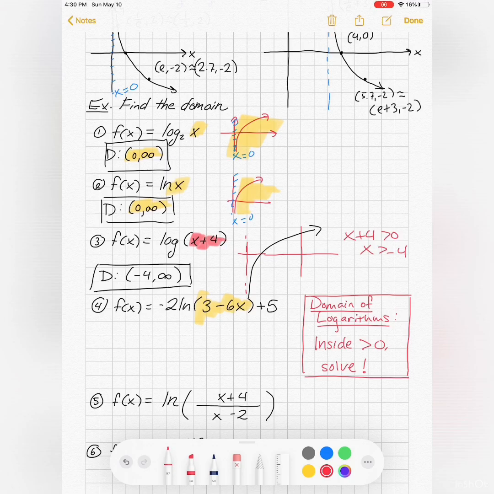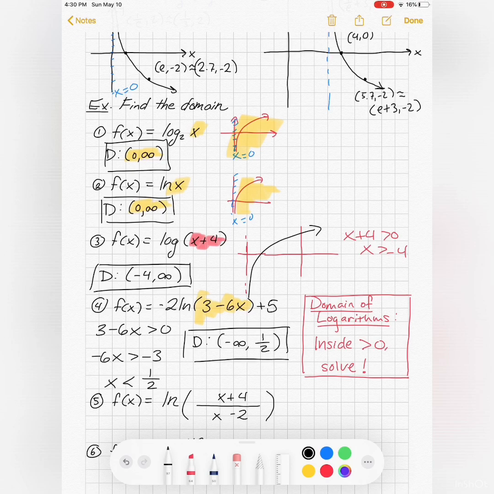Okay, so for this guy, take the inside of the log, set it greater than 0. Don't forget, when you divide by the negative, you have to flip the inequality. And so there's my domain.